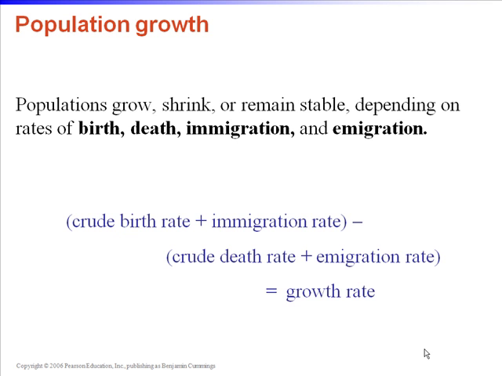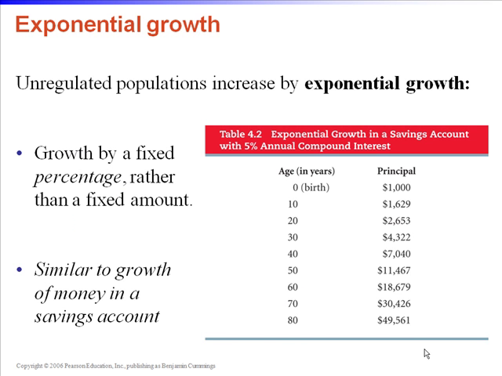The growth rate equals the birth rate plus the immigration rate minus the death rate plus the emigration rate. Now, unregulated populations increase by what's called exponential growth. Okay, growth by a fixed percentage rather than a fixed amount. And when a population increases by this fixed percentage each year, it is said to undergo exponential growth.